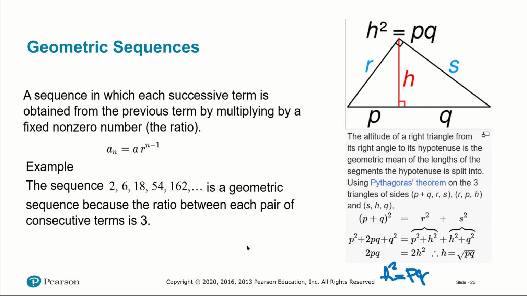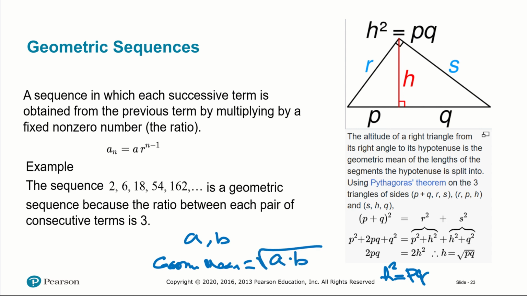So this right here, h, is called the geometric mean of p and q. If you have any two numbers, a and b, the geometric mean is going to be the square root of their product.